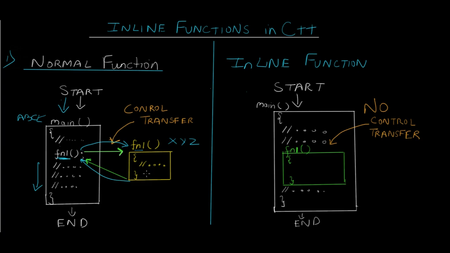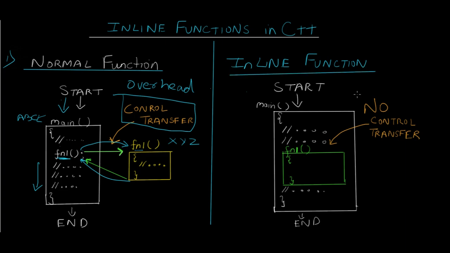So as I mentioned, if there are a lot of function calls, so your main function is very big and there are many different functions, there is a lot of control transfer happening, which basically adds an overhead, and this overhead is generally in terms of time, which makes your program slow. So what happens exactly in an inline function?